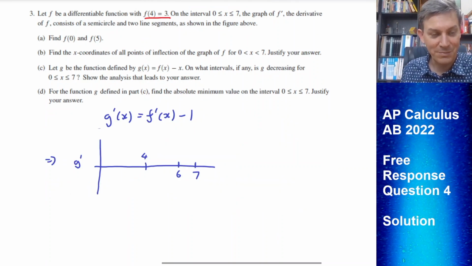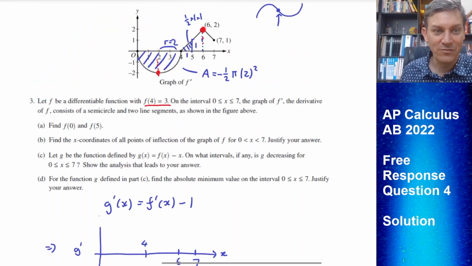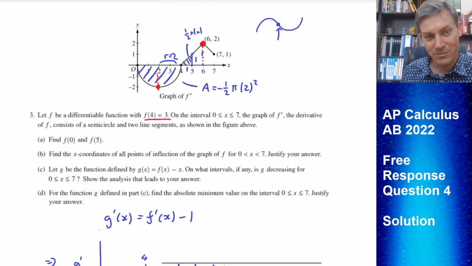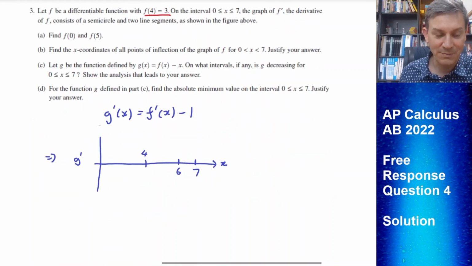Okay, so I've cleared up my paper a bit and just written the graph of g prime here as a function of x, and the important points are 0, 4, 6, and 7. Like I say, it's just 1 less than the value of f prime. So f prime goes as a semicircle between 0 and 4, starting at 0 at the origin. So g prime will therefore also be a semicircle, but starting at minus 1, like this.